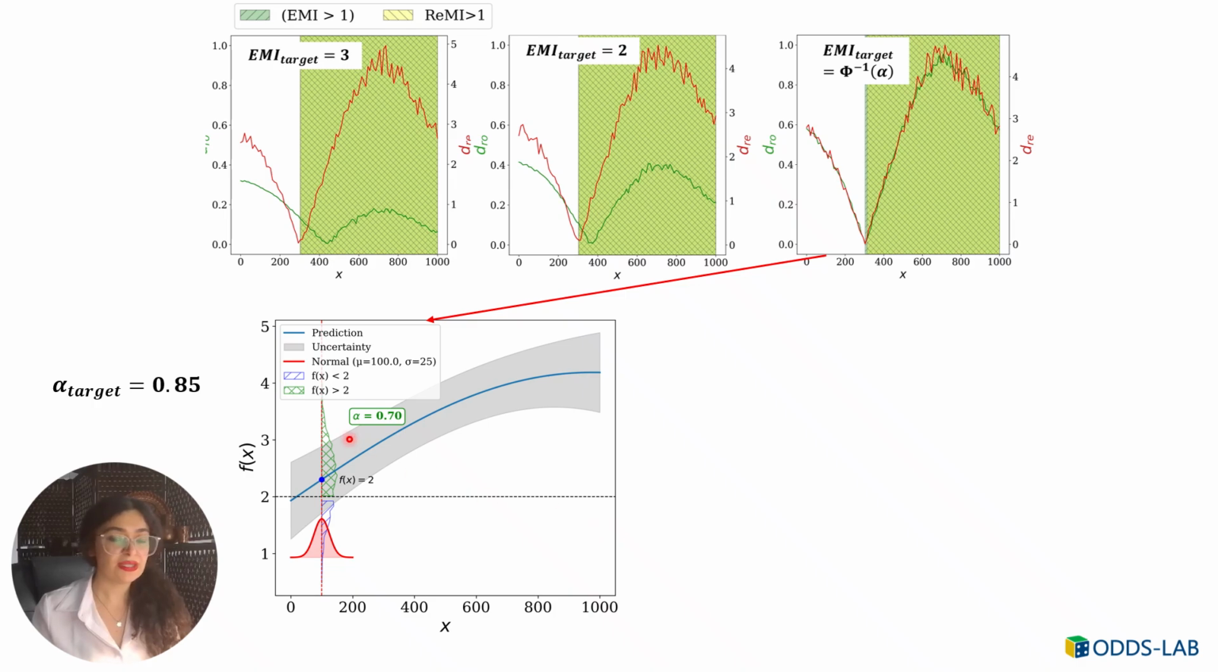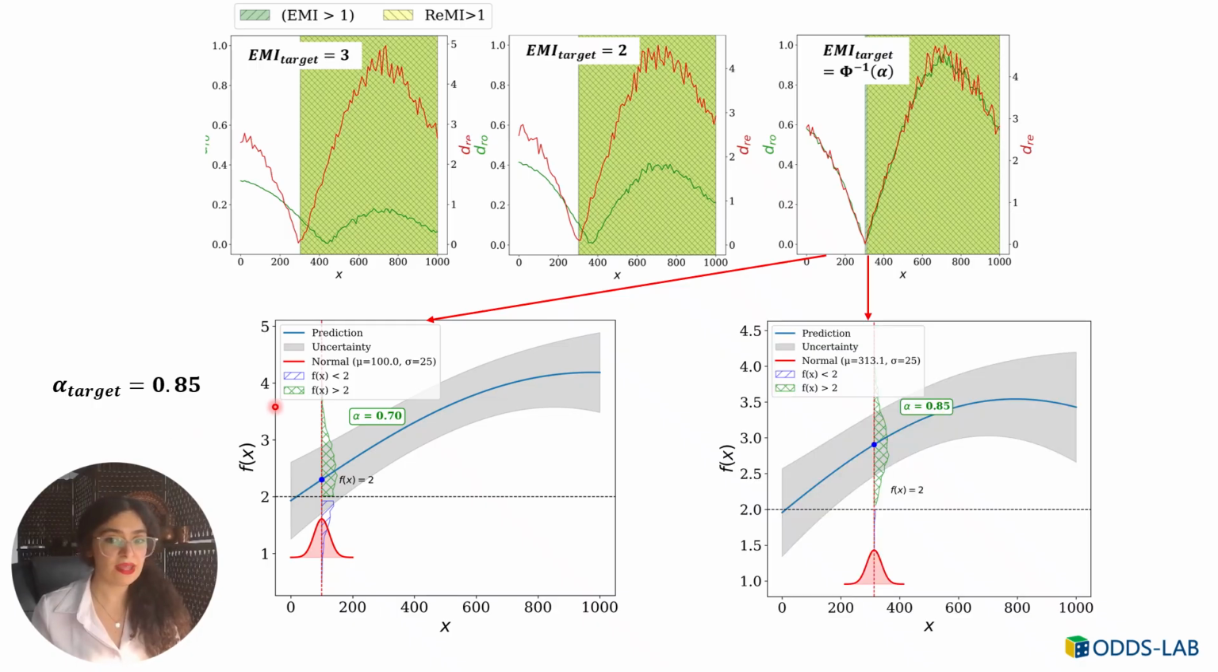So I can see that this calculated reliability index is smaller than the desired one, so the design is not reliable. And I take another sample from the area where the ReMI value is bigger than 1, and I calculate the reliability index here, which is equal to the desired reliability index, meaning the design is reliable.